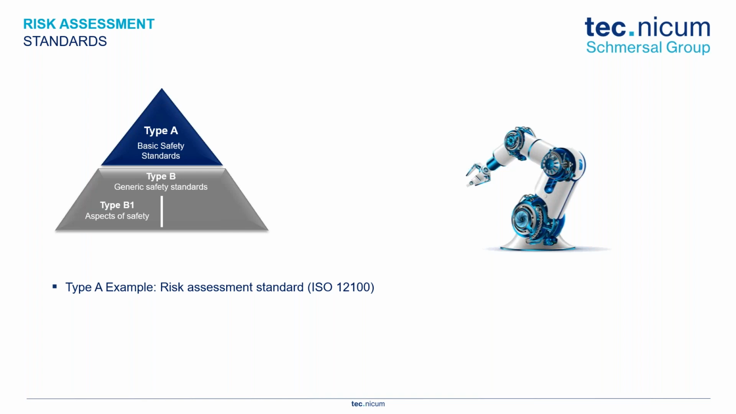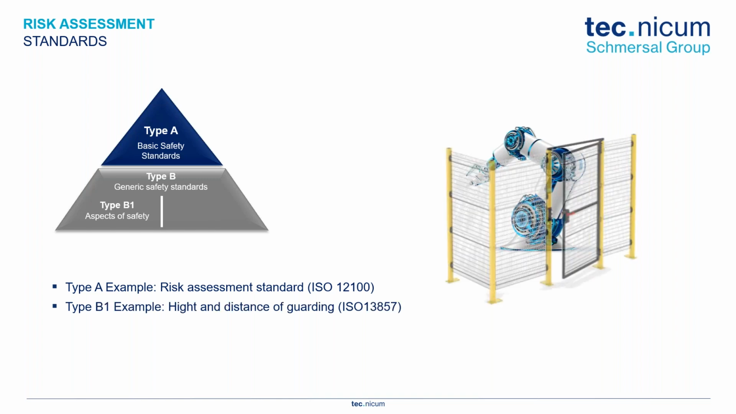We look at standards, right? In addition to the type A basic standard, there's a type B1 where it looks at aspects of safety. So once we're done with our risk assessments and we start adding safety solutions to perform that risk reduction, well, let's go ahead and add some hard guards. When we're trying to determine how high and how far this guard has to be, that's considered a B1 standard, a certain aspect of safety. Example, ISO 13857.